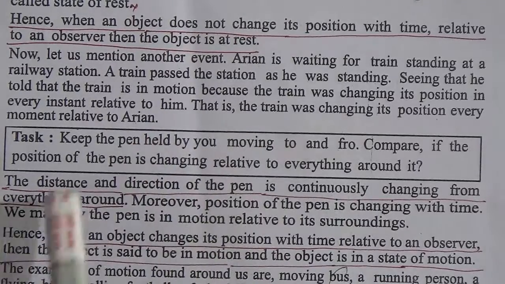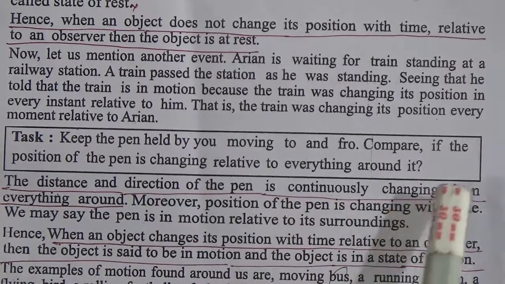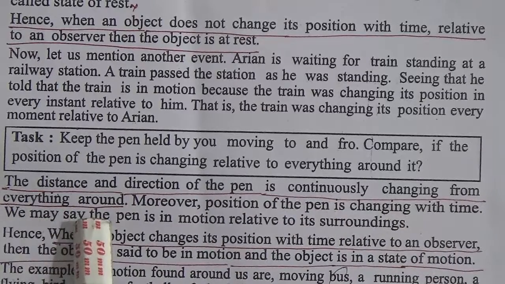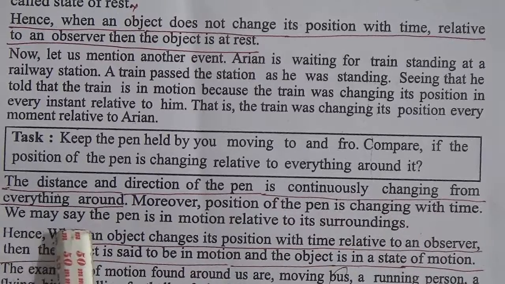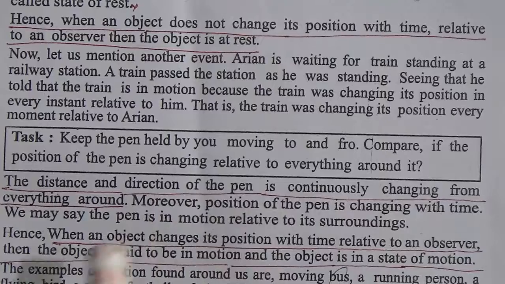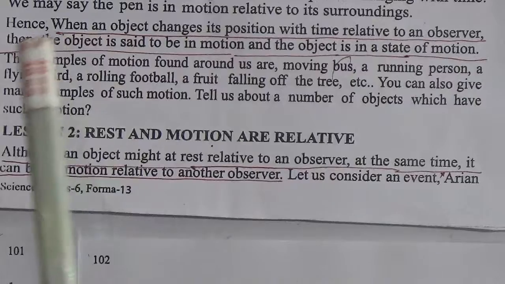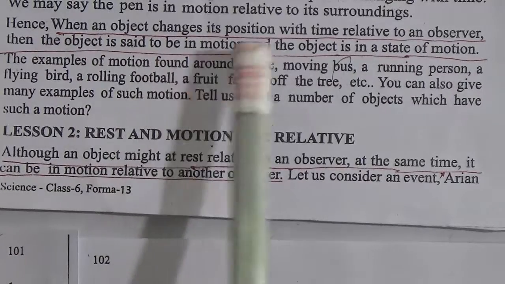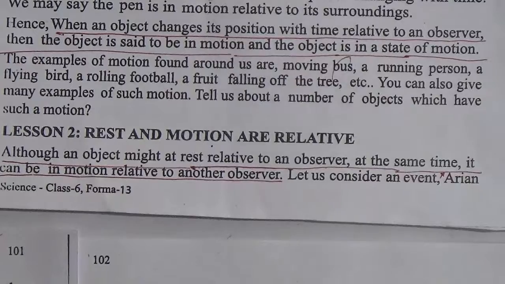The train was changing its position. The distance and direction of the train is continuously changing from everything around. Moreover, the position of the train is changing with time. We may say the train is in motion relative to its surroundings. Hence, when an object changes its position with time relative to an observer, then the object is said to be in motion and the object is in a state of motion.